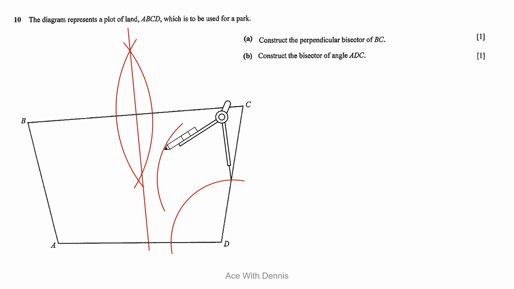After that, don't change the distance between the pencil and the needle. We place the needle at this point and draw the second curve. Then, we connect the intersection point of these two curves with point D. So this line will be the angle bisector of angle ADC.